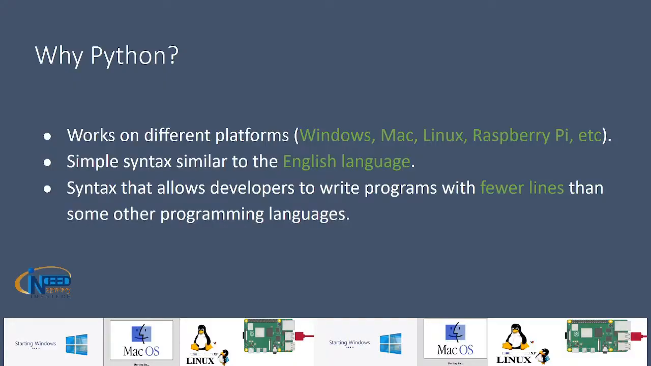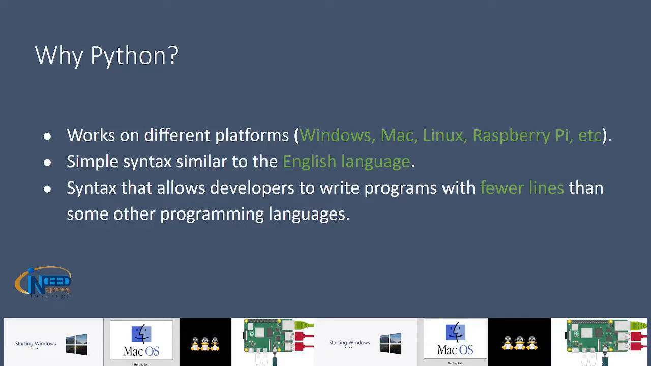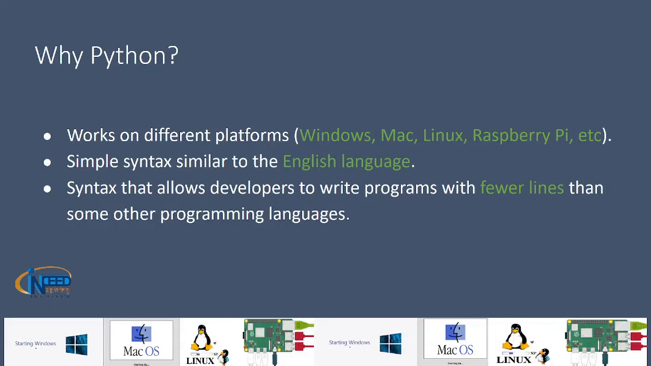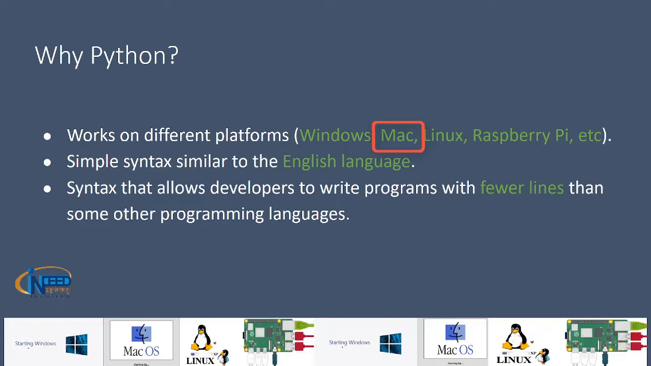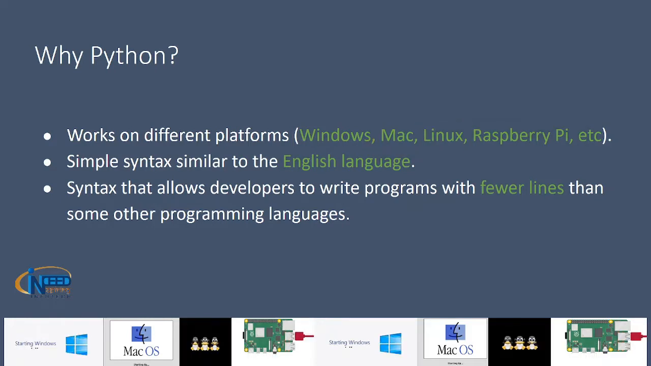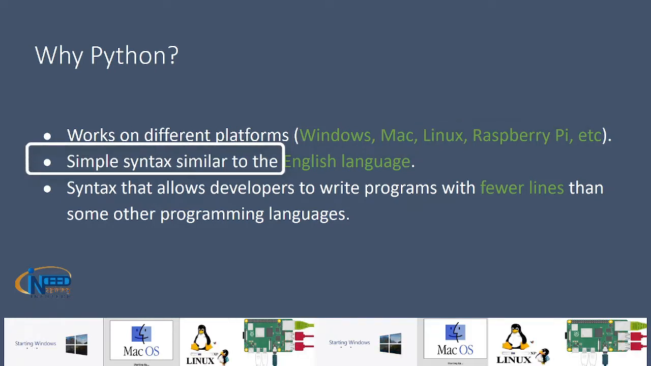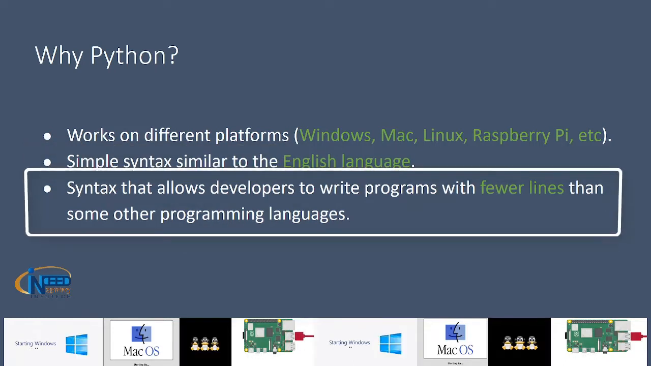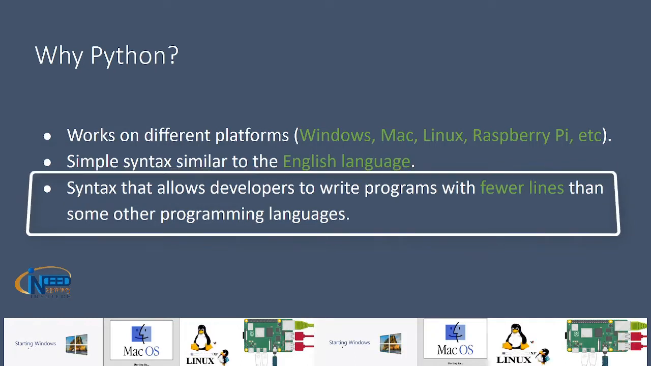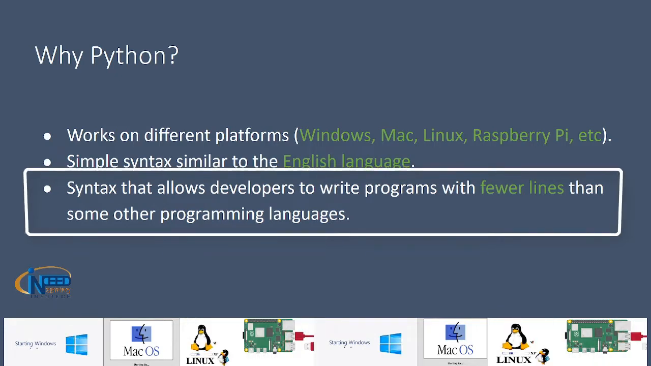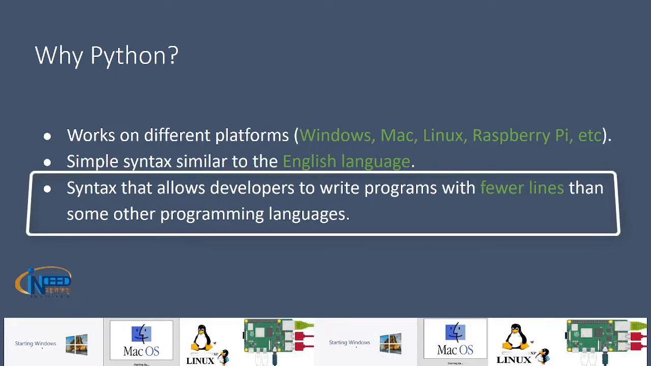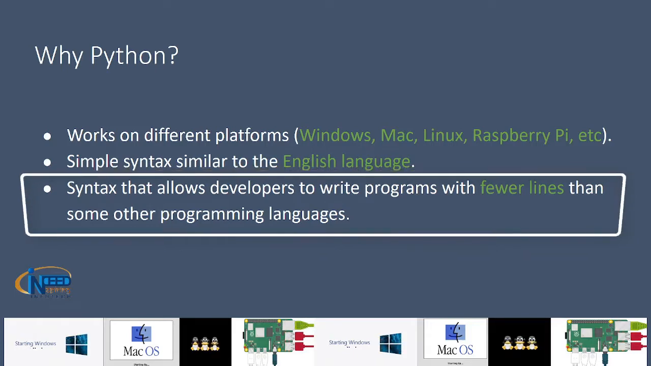Let us understand why exactly to choose Python. The first reason, which nobody can avoid, is Python can work on different platforms. You can work with Python on Windows, Mac, Linux, Raspberry Pi, etc. The syntax of writing Python code is very simple. The syntax also allows a developer to program with very few lines as compared to programming languages like C++, Java, C Sharp. The lines of code of Python are exponentially low.